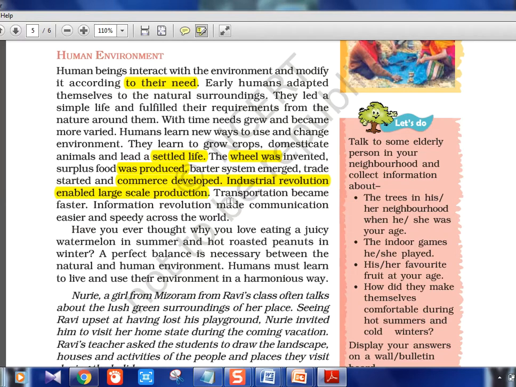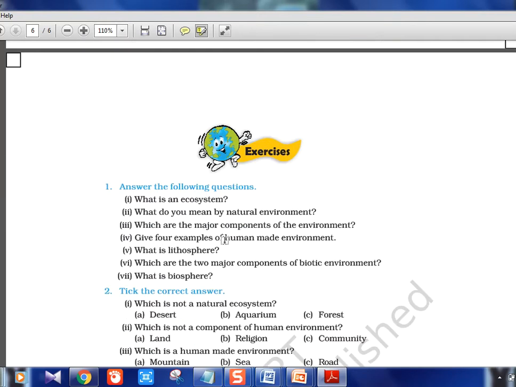Now even in the Paris climate change agreement, the targets are being set with respect to the pre-industrial level. That means the pre-industrial revolution level. So this thing actually created a big impact on environment. Transportation became important, communication became important. So this is how humans interacted with the environment, and it was growing. So this chapter is nothing.